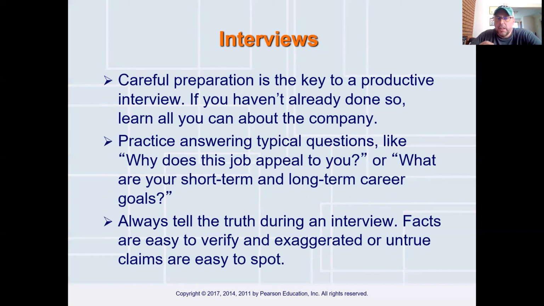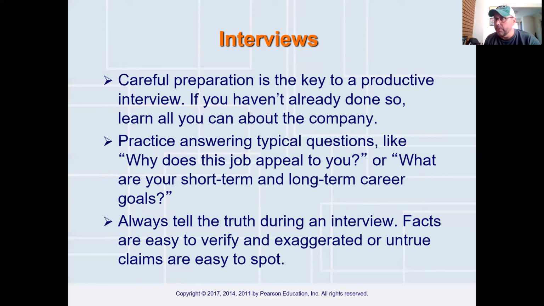If you haven't already done so, learn all you can about that company. Research their website. Research things that might have been said about them from other places. Practice answering typical questions like, why does this specific job appeal to you? Or what are your short-term and long-term career goals? How might you find yourself reacting in a stressful situation? Give an example. You know, have these things prepared.